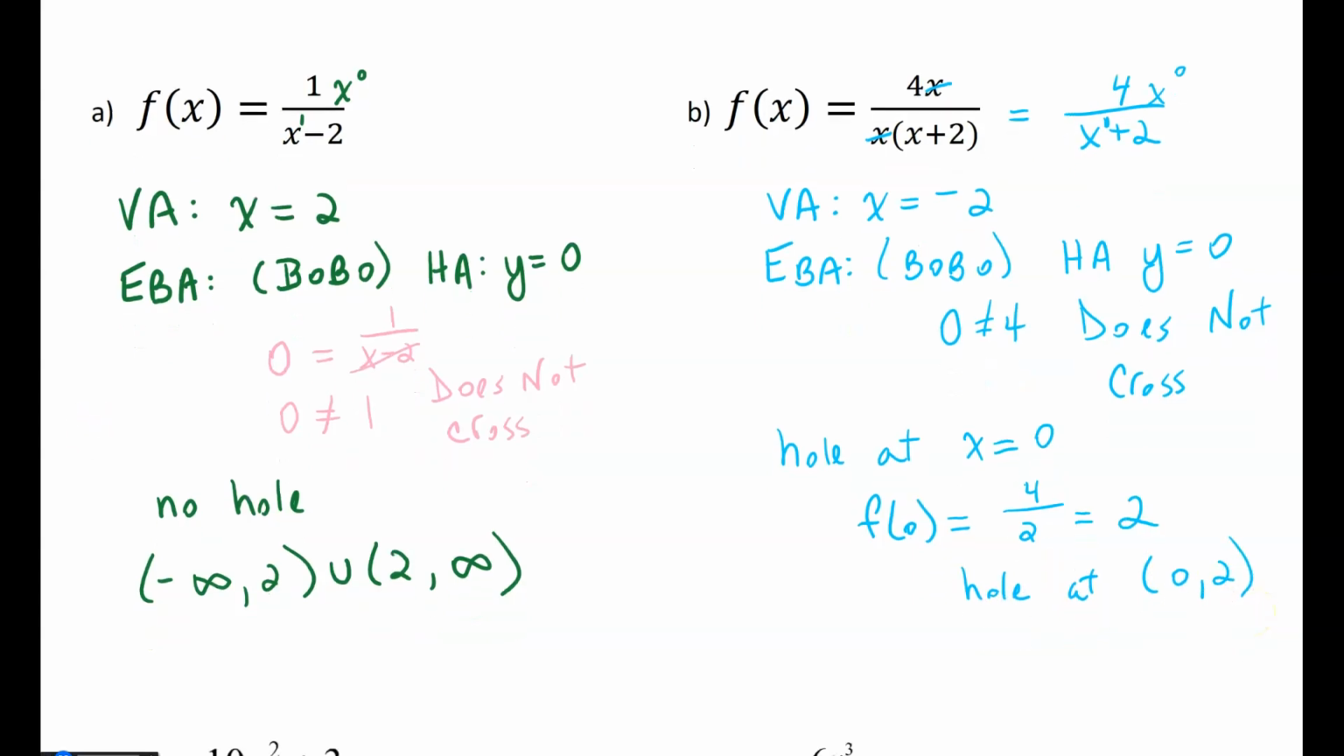Okay, so the last thing is the domain. And so we had 2 restrictions. Our restrictions: x couldn't be 0, and it can't be negative 2. So in interval notation, I'm going to go from negative infinity to negative 2, negative 2 to 0, and then 0 to infinity.